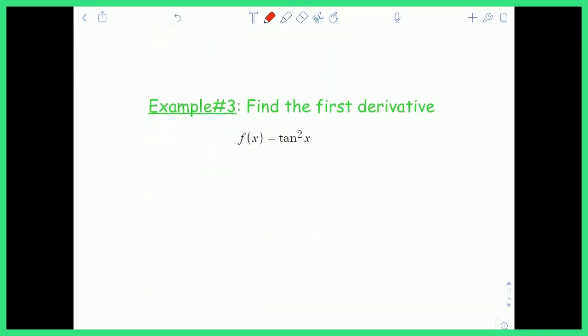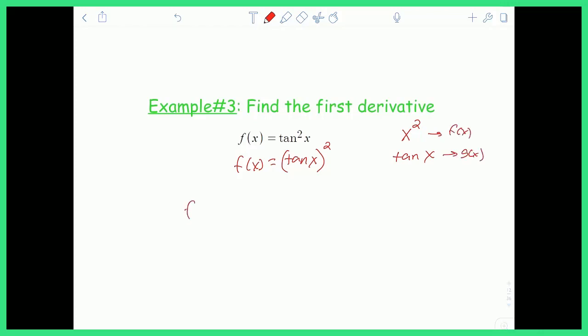Let's try an example. Find the first derivative of tan squared x. So recall that tan squared x is actually tan x squared, right? So let's consider the layers. The outermost layer of this function is just simply x squared. The outermost layer is something being squared. The innermost layer is tan x. So this represents our f of x, and this represents our g of x.